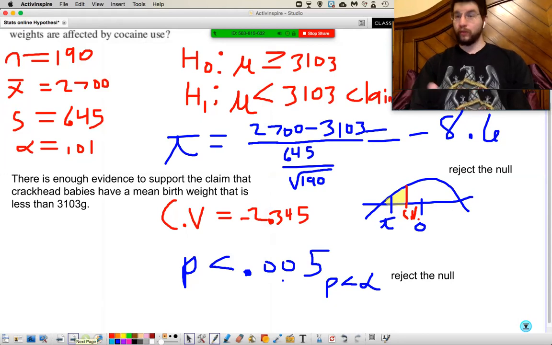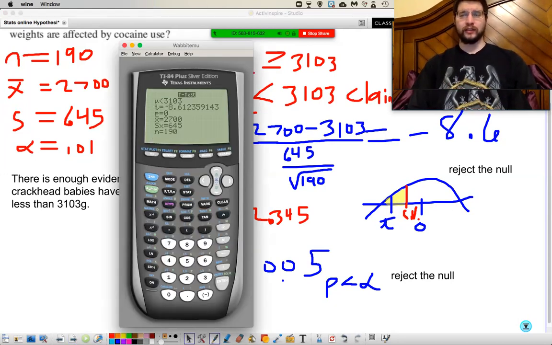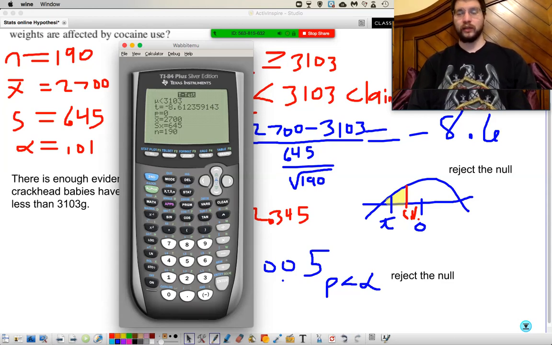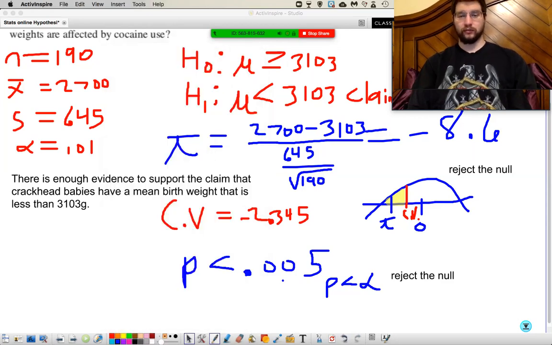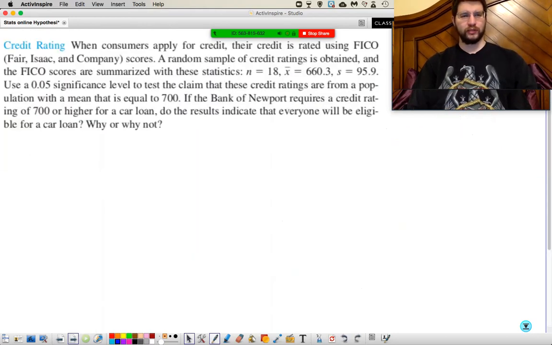Remember, the p-value can tell you exactly how sure you are of your results. A p-value of 0 says there almost isn't a single bit of doubt that your alternative is true and that your null is wrong. So the alternative with a p-value of 0 is pretty certain, like 99.29% certain.